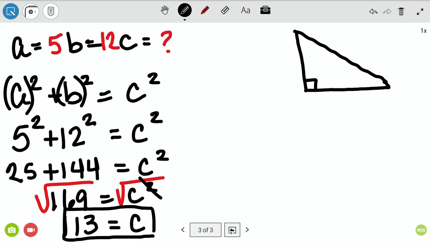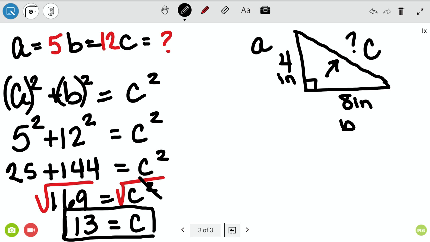Now, another way you might be given the information is you might be given that this side length is 4, and we'll do 4 inches. And then you might be given this side length is 8 inches. Okay? And you're asked to find the missing side. Well, first of all, you have to decide what's A, what's B, and what's C. So, Atticus, what are you going to call A? Okay, we're going to call this side A. Montana, what are you going to call B? The 8 side. And, of course, the side opposite the square, that's our C, or our unknown.